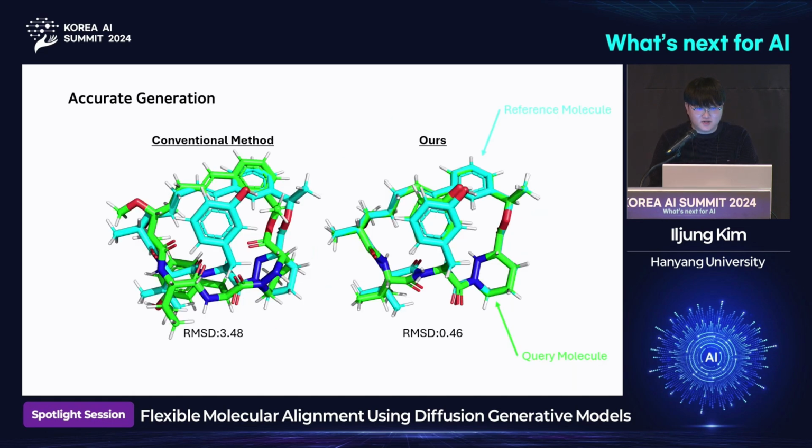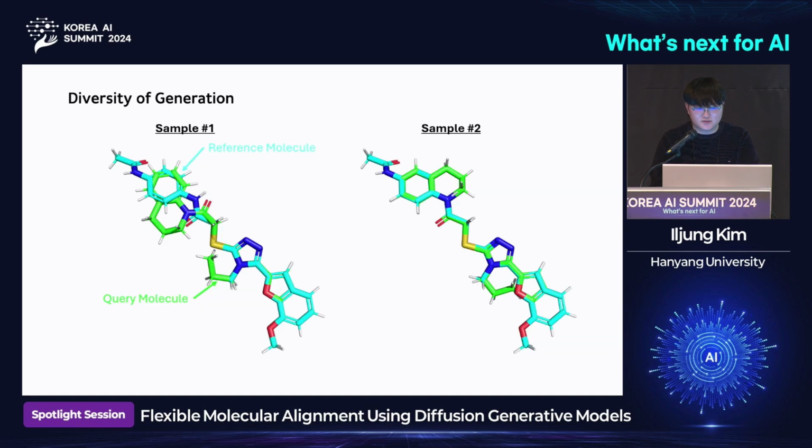So by reframing the problem as a generative problem, our model can handle more challenging problems where the conventional method usually fails. And also by reframing the problem as a generative task, our model can generate diverse outcomes as shown here. The green coding molecule can have two conformations, and our model can predict both conformations well.